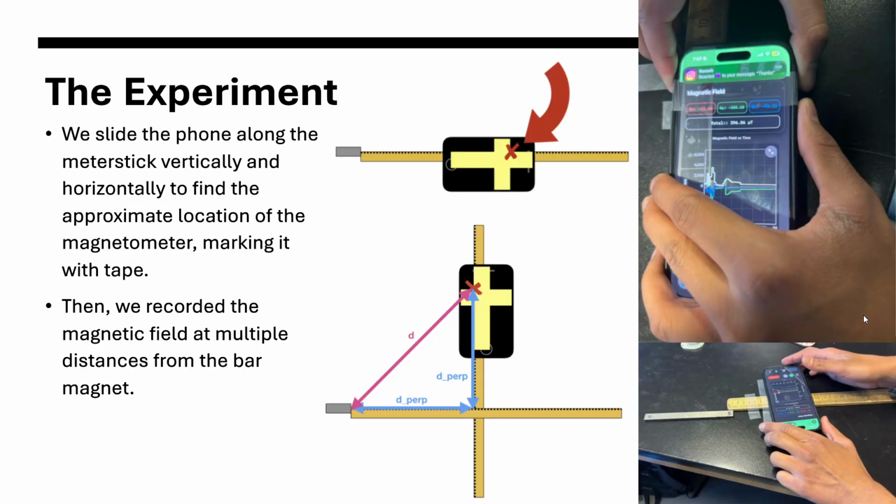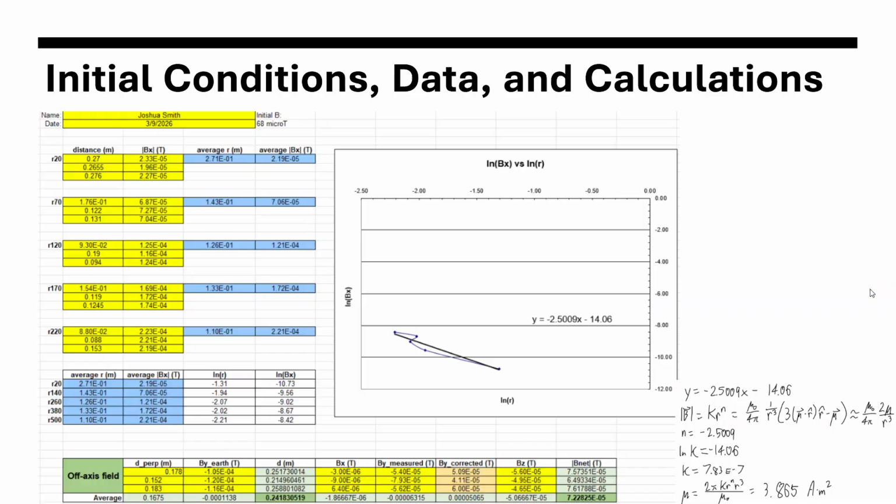The experiment: we slid the phone along the meter stick vertically and horizontally to find the approximate location of the magnetometer, which is inside the phone, and we marked that location with tape. And then we recorded the magnetic field at multiple distances from the bar magnet, so along this, and then also a little off-axis action right here.